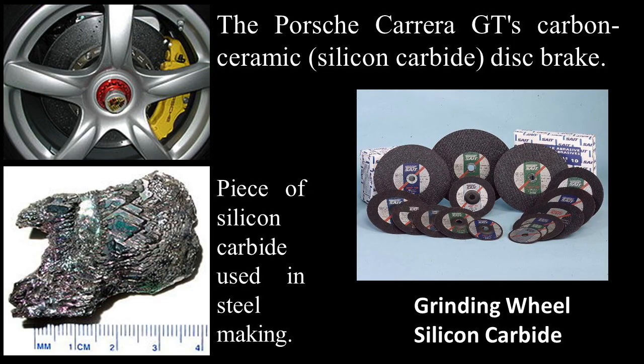Here are some examples of the silicon carbide. The Porsche Carrera GT's carbon ceramic disc brakes, a piece of silicon carbide used in steel making, and grinding wheel silicon carbide. These are all applications of this rather durable substance called silicon carbide, or SiC.